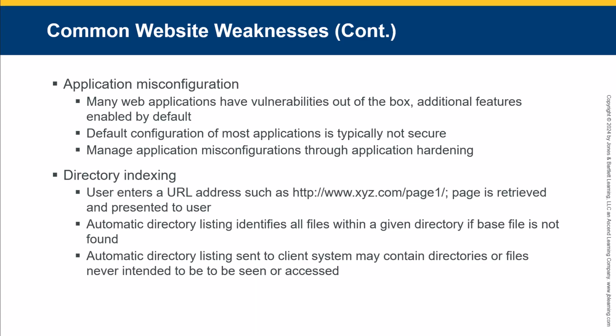Directory indexing. Users enter a URL into a web browser. The page is retrieved and presented to the user. Automatic directory listing identifies all files within a given directory if the base file is not found. Automatic directory listing sent to the client system may contain directories or files never intended for them to be able to see, but it does happen.